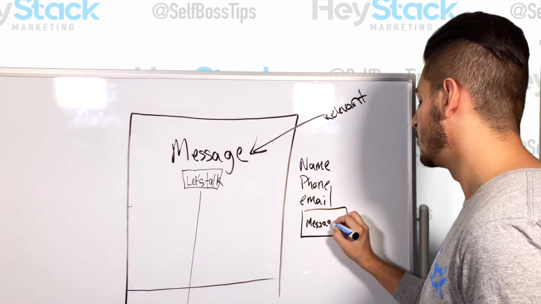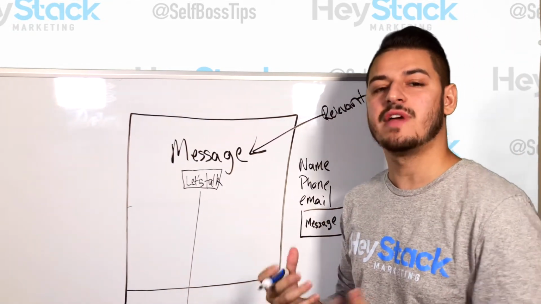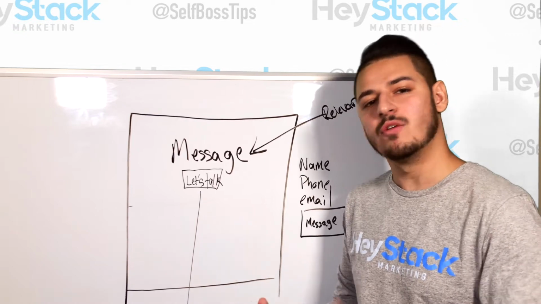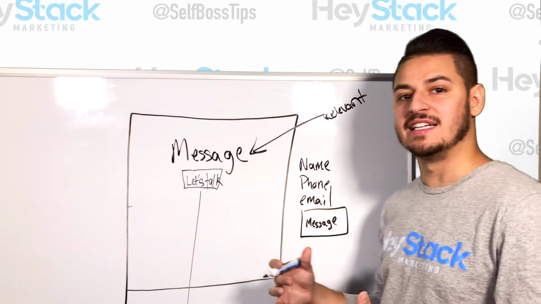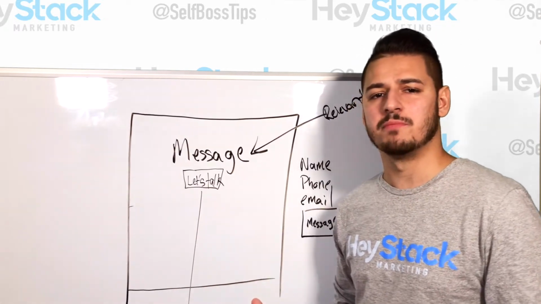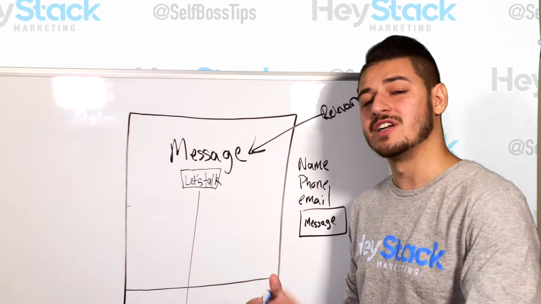And the reason why I always include a message box is because a user that is trying to get in touch with you, they have something to say. They have a need and they want to tell you about it. So give them a message box and let them say what they need to say. Plus, it gives you more information before you pick up the phone and talk to them. It allows you to connect at a higher level for your initial point of contact.